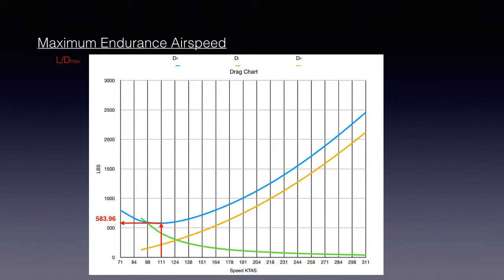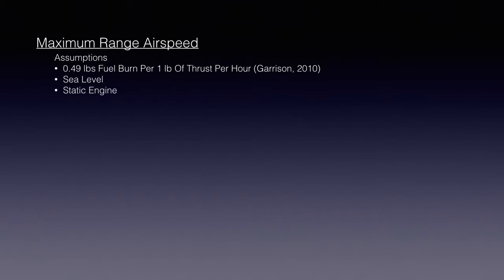Okay, up next is the final airspeed here. We're going to try to calculate the maximum range airspeed for the aircraft. And this is going to be a little bit different than the maximum endurance and a little bit more involved here. First off, let's look at a couple of assumptions. I was able to find some fuel burn data on the Williams engine here, and it looks like 0.49 pounds fuel burn per 1 pound of thrust per hour is what I came up with from my reference there.